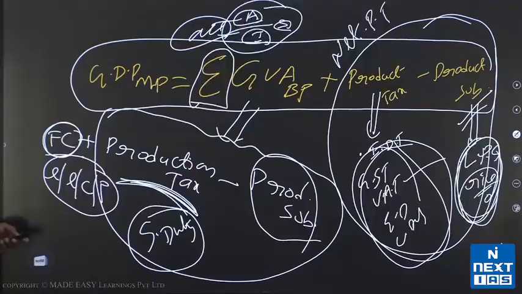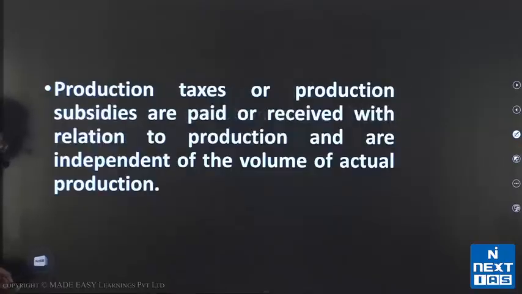Now write the meaning of production taxes or production subsidies. They are paid or received with relation to production. So here the producer pays this stamp duty etc. Number 2, they are independent of the volume of actual production.